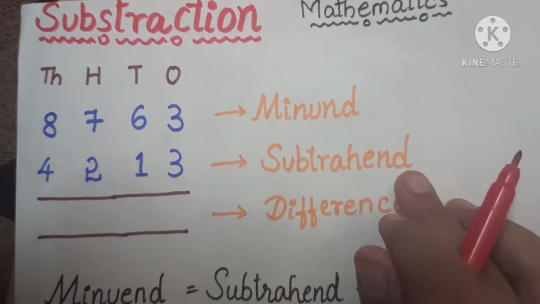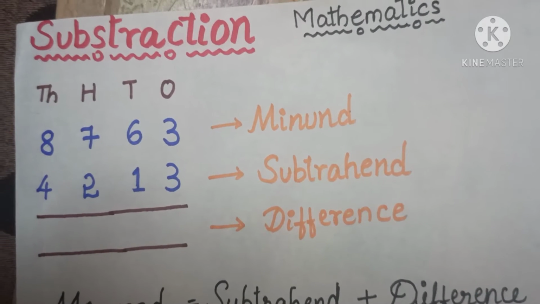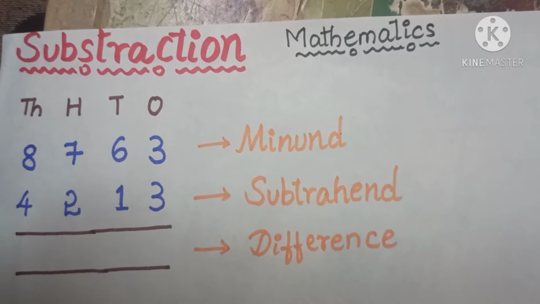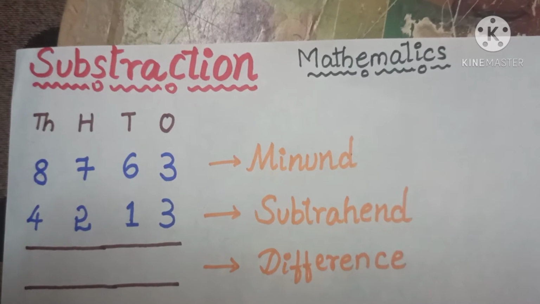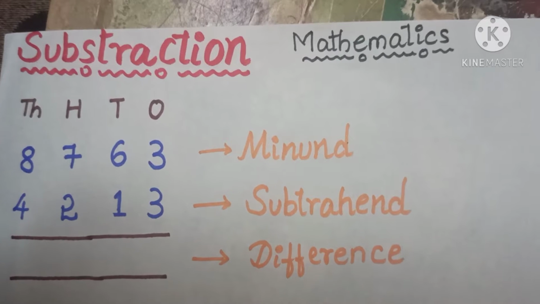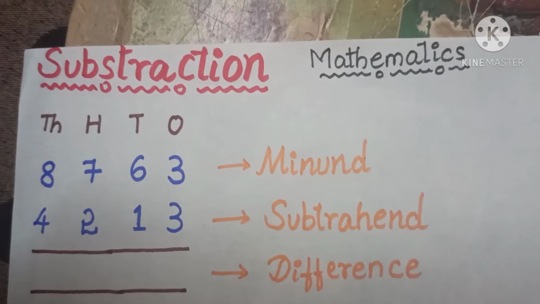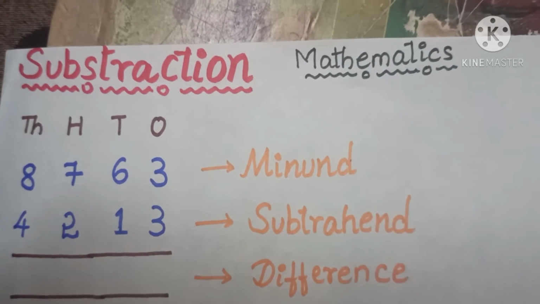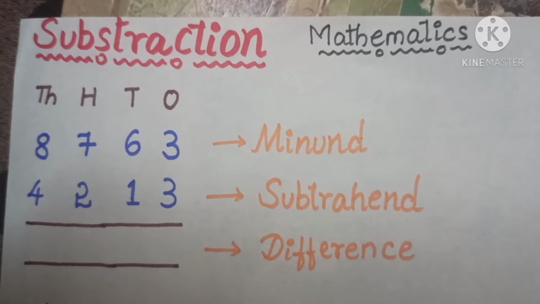What is minuend? Minuend means the bigger number which is going to subtract the other number. Subtrahend means the number which is going to get subtracted from the other number. Difference means the obtained value whenever we subtract the subtrahend from the minuend; the value which we get is called the difference. That is what we have learned till our previous class.